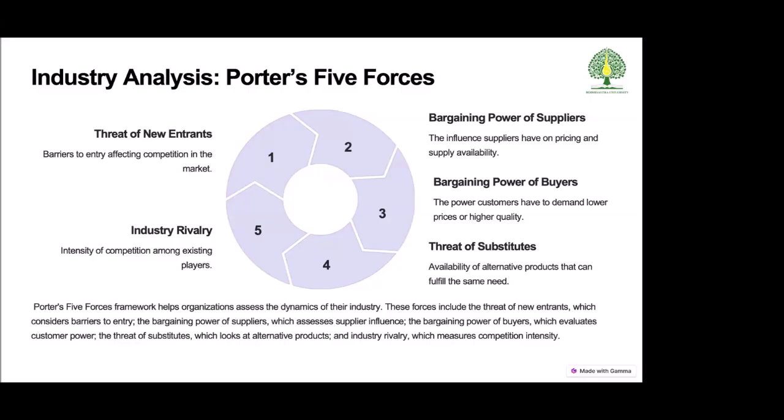And bargaining power of buyers, the power customers have to demand lower prices or higher quality. Threat of substitutes, the availability of alternative products that can fulfill the same needs. Industry rivalry, the intensity of competition among existing players in the market.